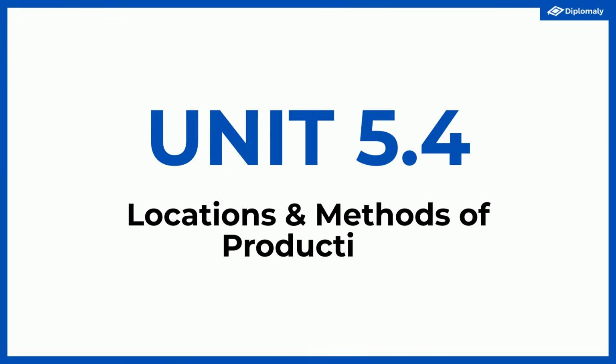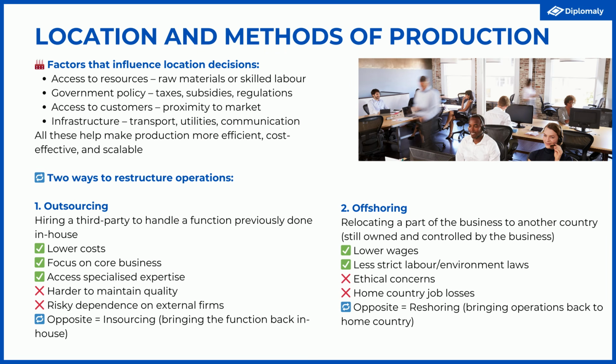Unit 5.4 is all about where a business chooses to produce. There are several factors that can influence where a business chooses to locate, such as access to resources, government policy, access to customers, and local infrastructure. Each of these can make production easier, cheaper, and more efficient. There are two ways in which a business can change the way they produce or operate.